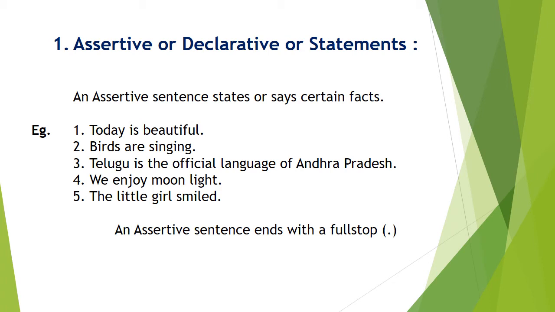Example, today is beautiful. Second one, birds are singing. Third one, Telugu is the official language of Andhra Pradesh. Fourth one, we enjoy moonlight. Fifth one, the little girl smiled. An assertive sentence says certain facts and it ends with a full stop.